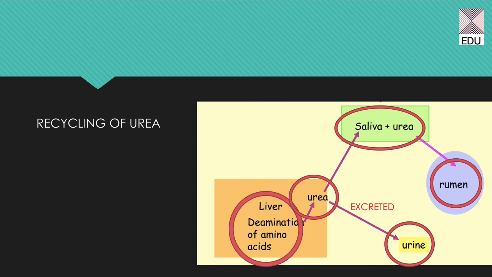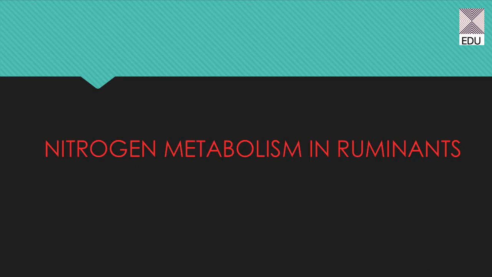So you may get a small question on recycling of urea in ruminants. So you must be aware of this cycle. Now we have reached the top of the ruminant stomach digestion physiology. So this is the nitrogen metabolism in ruminants.